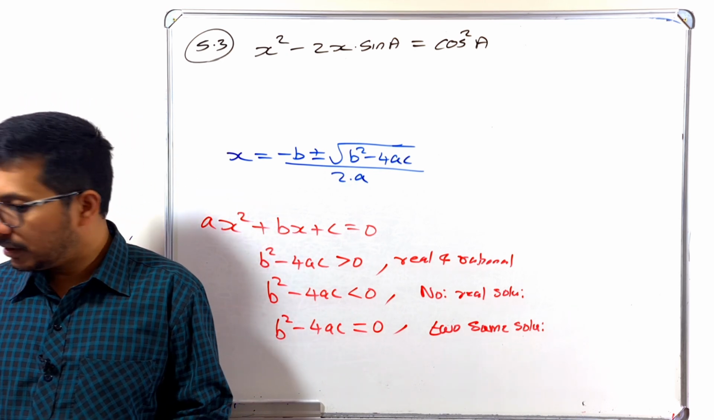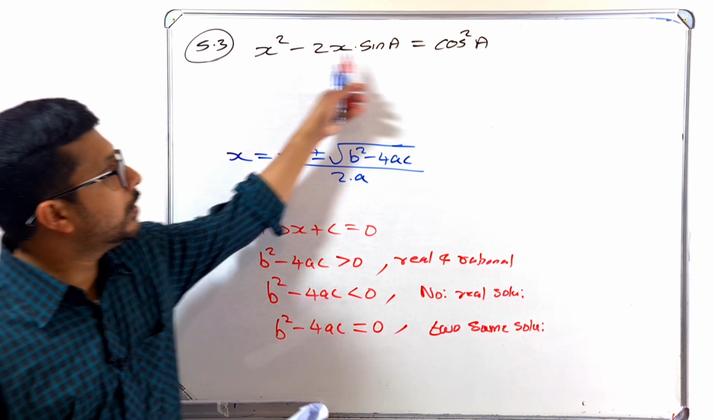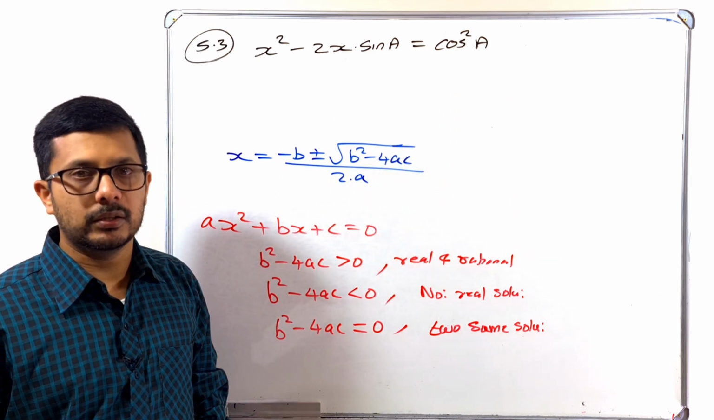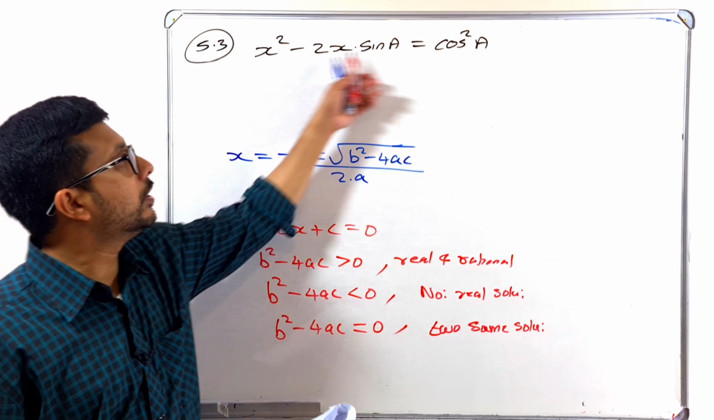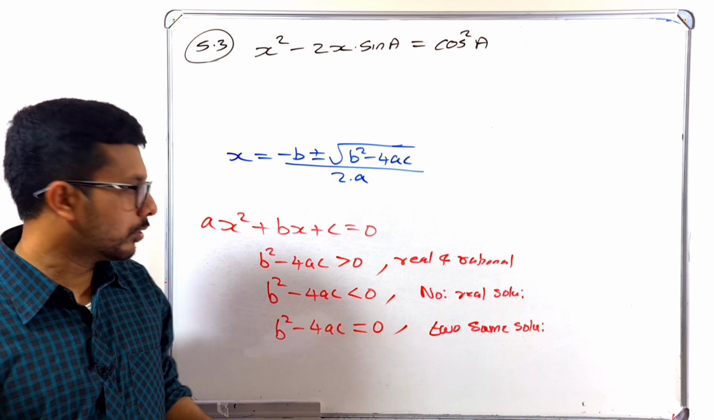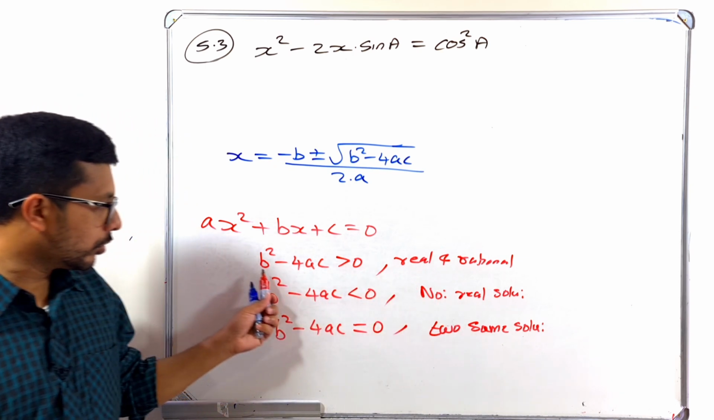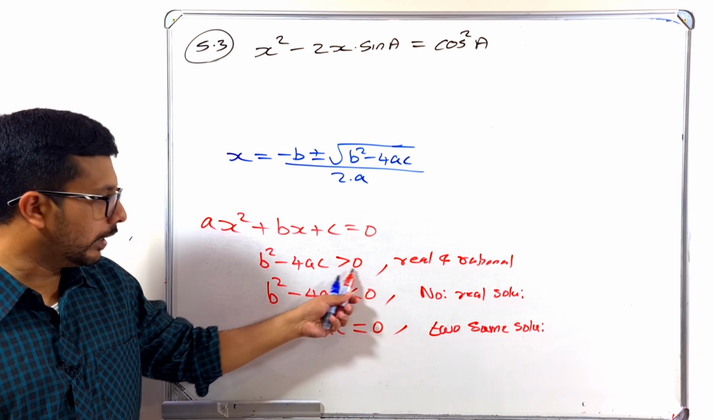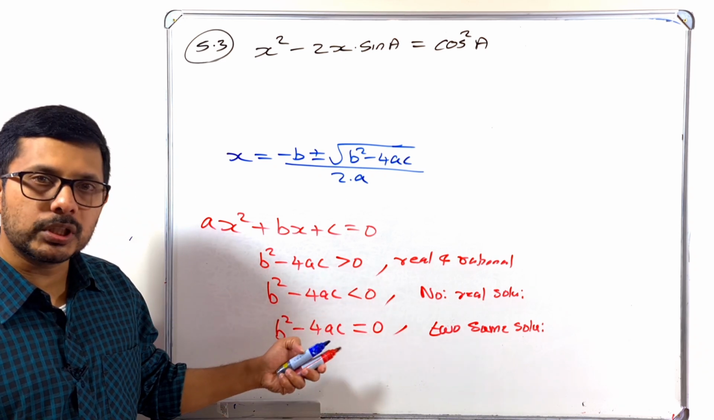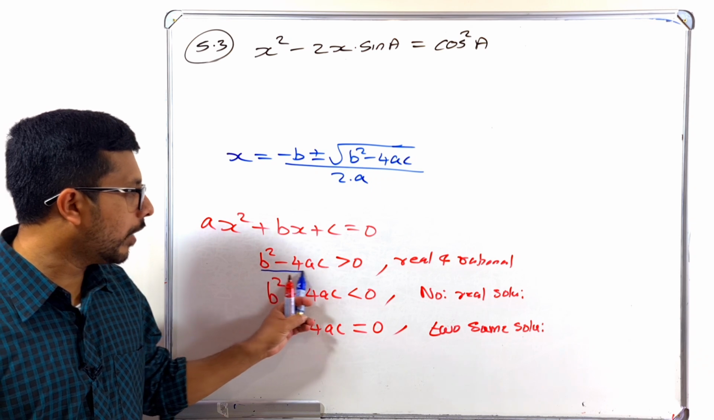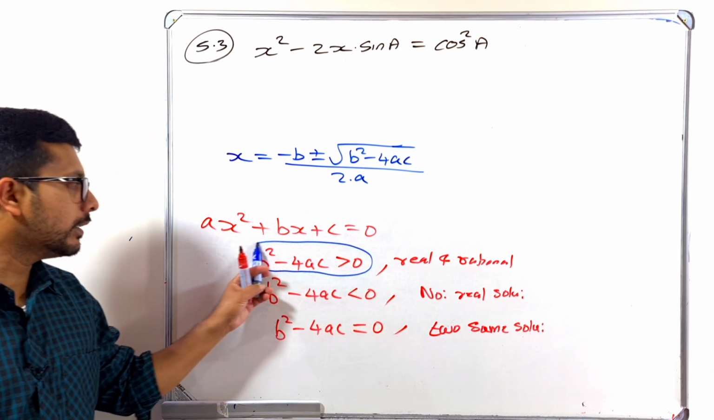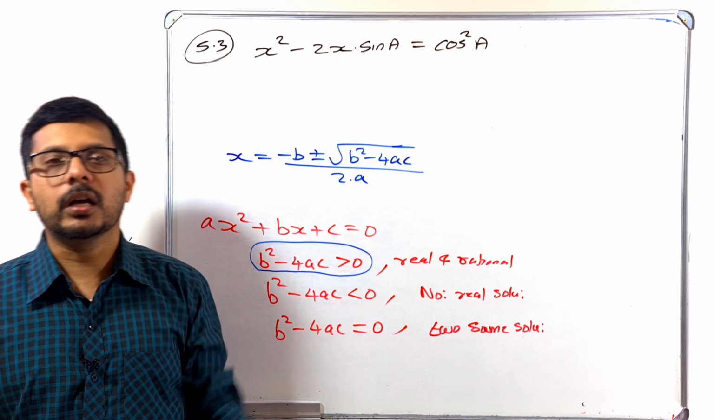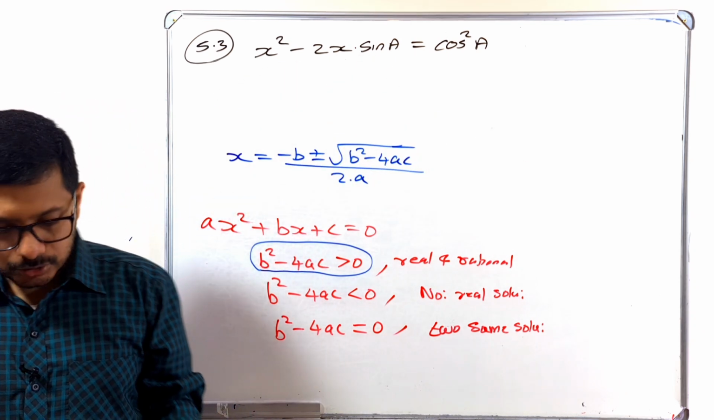Look at the question: the roots of this equation are real and rational. You have to show that the roots of this equation are real and rational. So to show real and rational, we have to show that the value of b squared minus 4ac is positive. Greater than 0 means positive. So if we can show that b squared minus 4ac is positive, then we can say that the roots of this equation are real and rational. So let's write the equation.